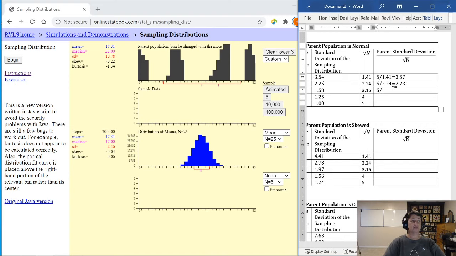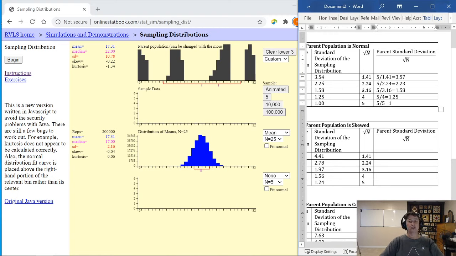The standard deviation of the parent divided by the square root of 10, which is 3.16, if I do that division, I get 1.58. I'm going to take 5 divided by the square root of 16, which is 4, and 5 divided by 4 should be 1.25. And then the standard deviation of 5 divided by the square root of 25, which is 5, equals 1.